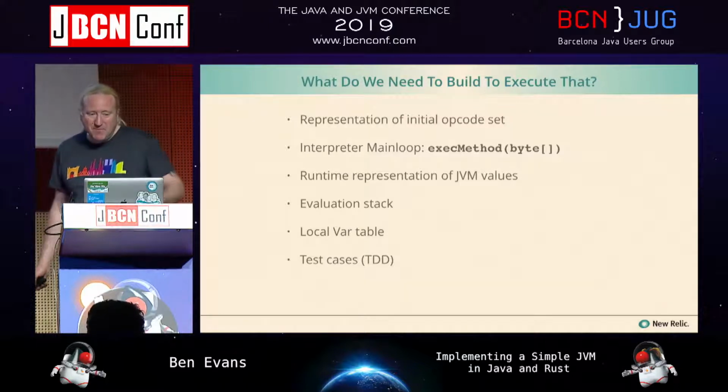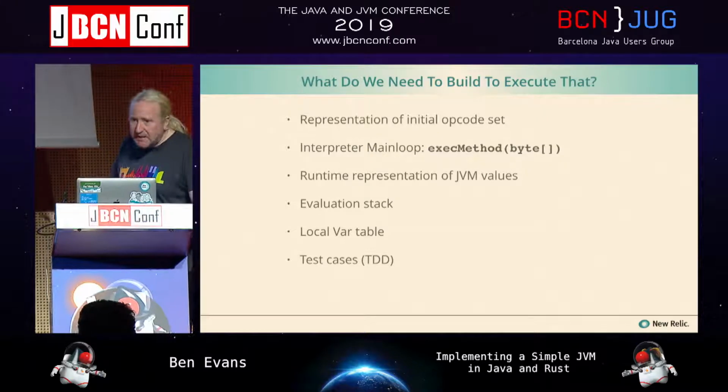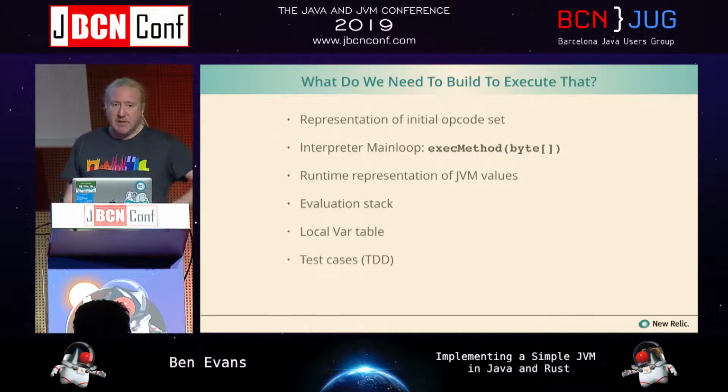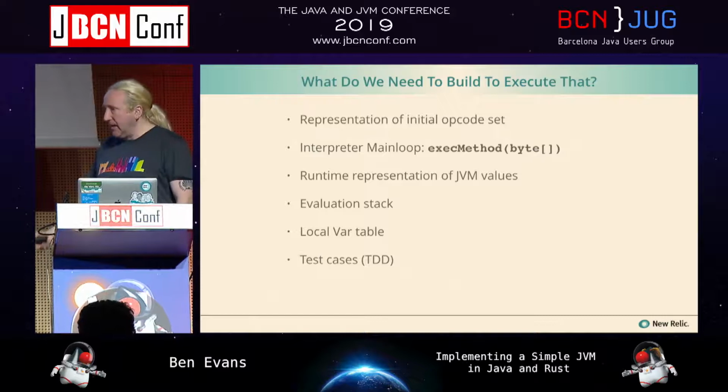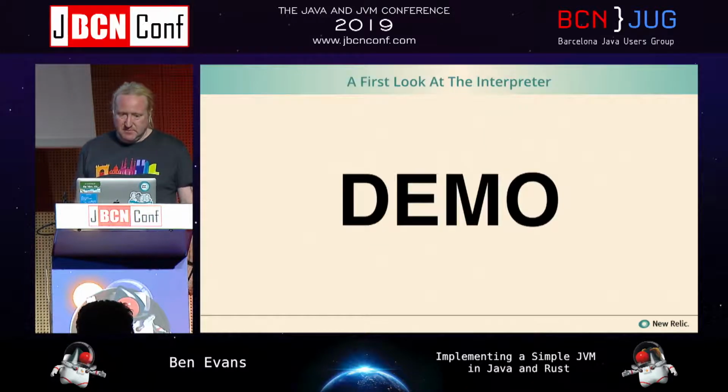So this is what we built. We built some initial opcodes. We built an interpreter main loop. We understand what a JVM value really is. It's something to indicate what the type is, and it's a collection of bits. We've built an evaluation stack. I didn't show you the local variable table, but it's there as well. And we built some test cases.